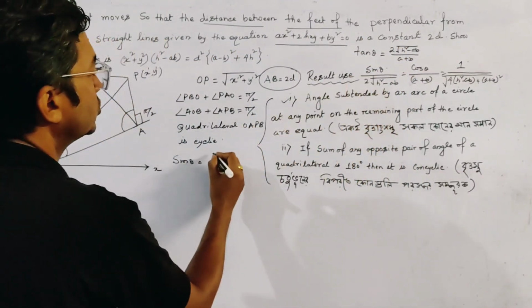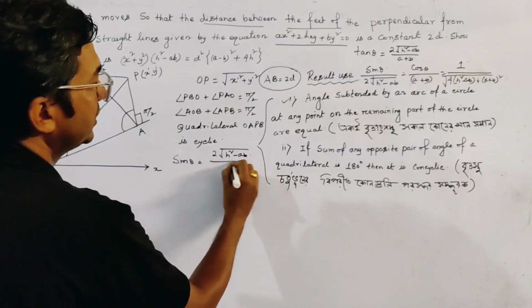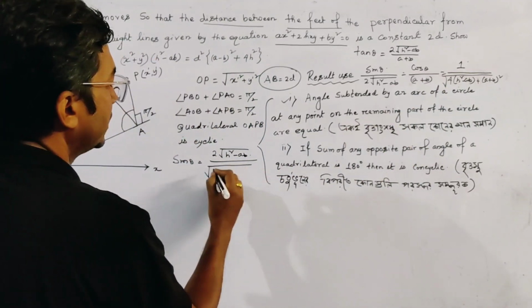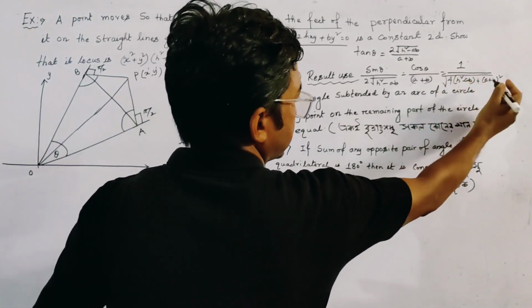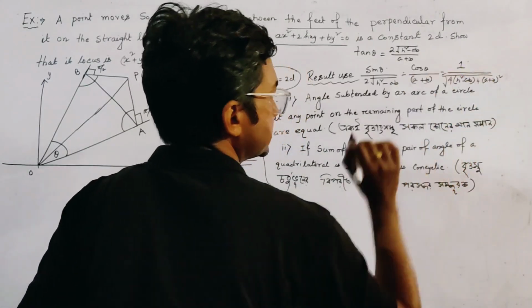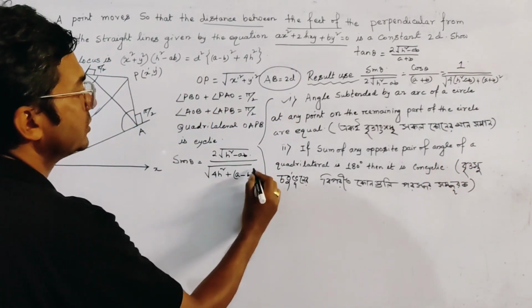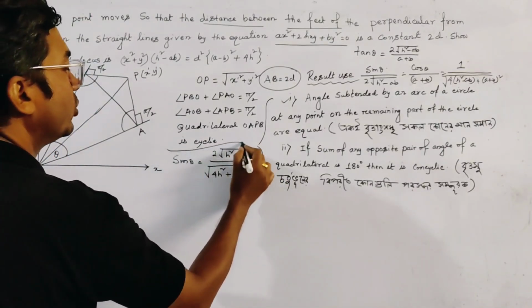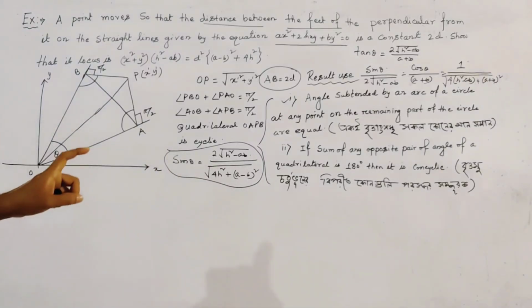This is equal to 2 into root under h square minus AB by, this is written as root under 4h square, the first term, and this is A plus B whole square minus 4AB. So this is A minus B whole square. Okay, and this is an important property or important relation of this problem. Okay, we get the value of sin theta.